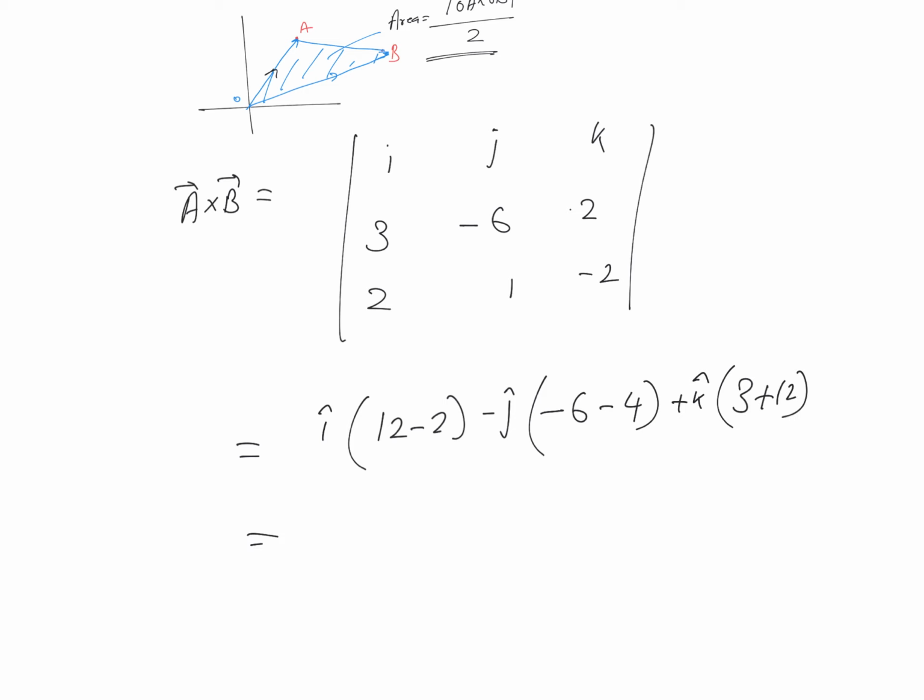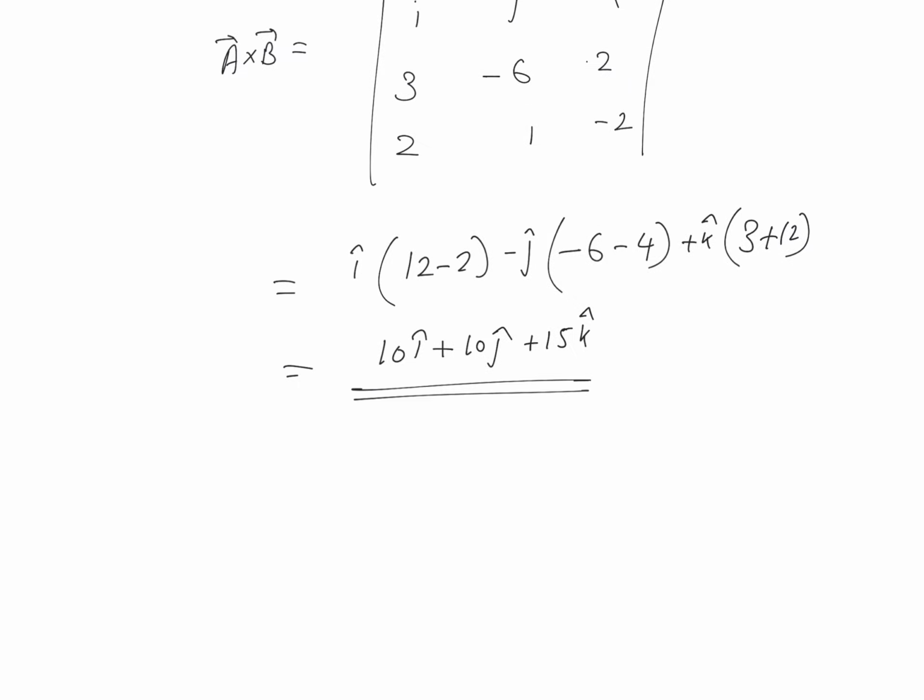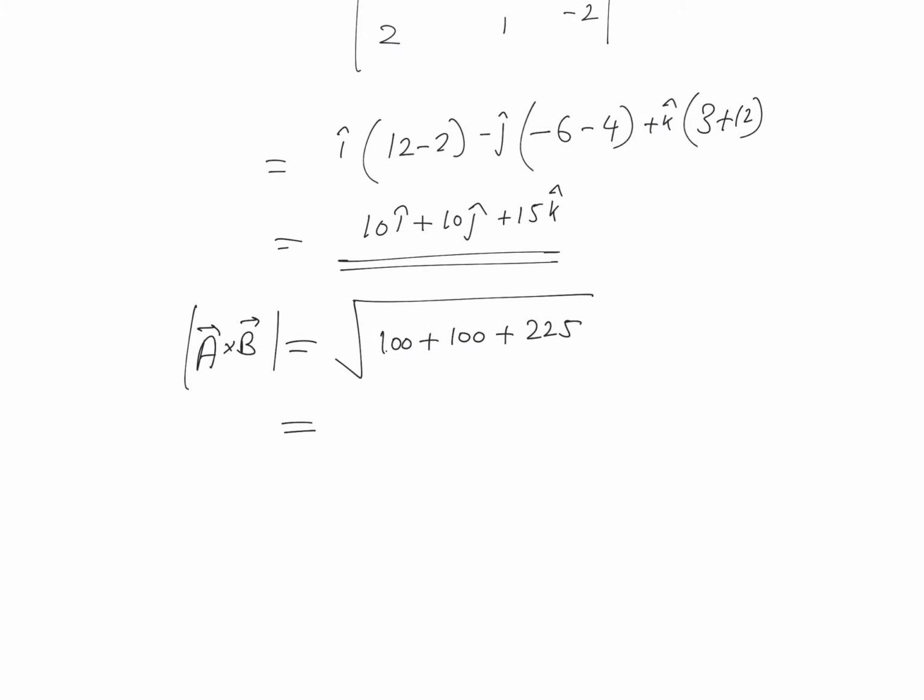So 12 minus 2, which is 10 i cap, minus 10 minus j, so it's going to be plus 10 j cap, and this is going to be plus 15 k cap. This is the value of A vector cross B vector. Now we can find out what is the magnitude of this A cross B. So magnitude of this A cross B is going to be nothing but under root of its x component square, which is 100, plus y component square 100, plus z component square, that is 225. So we can write this as 425 under root.